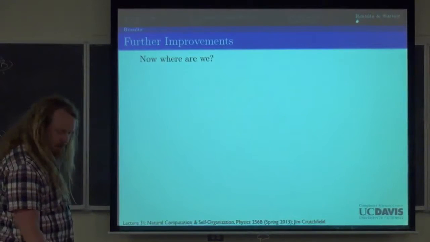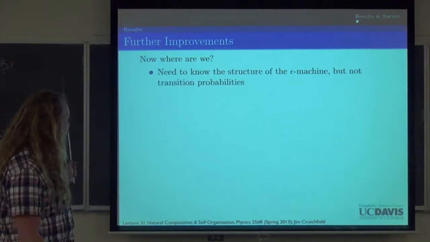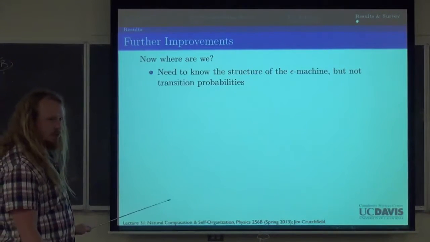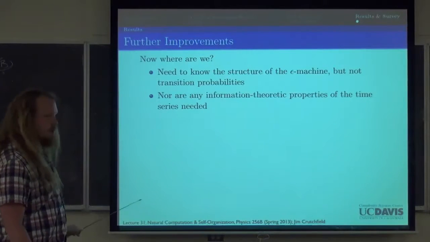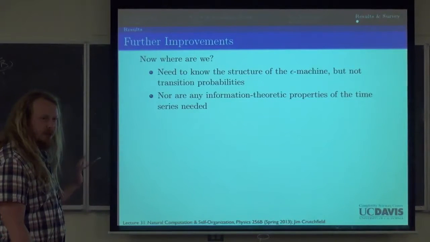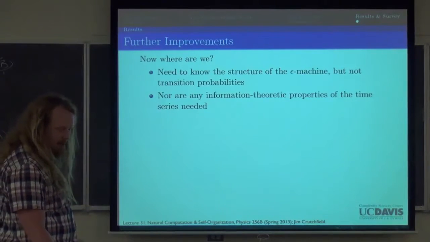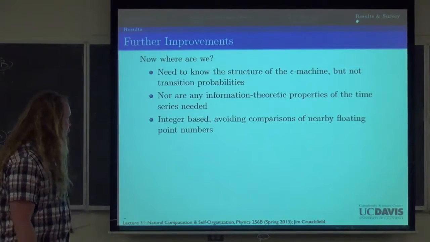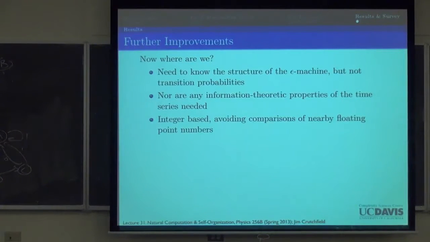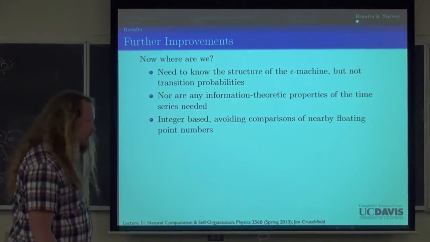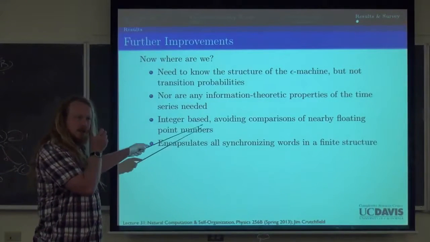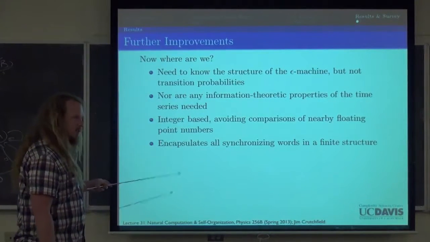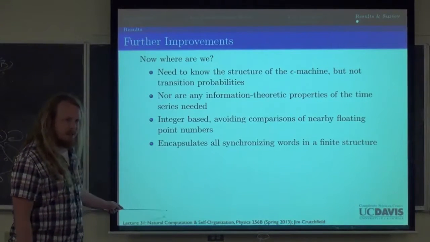So where are we now? We need to know the structure of the epsilon machine, but not the transition probabilities. We don't need any information theoretic properties of the time series. We don't need to know the excess entropy. We don't need to know the entropy rate, anything like that. It's integer based in that we only have to worry about sets and transitions, not probabilities, no floating point values anywhere. And we encapsulate an infinite number of synchronizing words into a finite structure that has loops. So we don't have to worry about infinitely sized sets either.